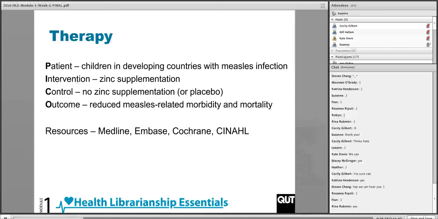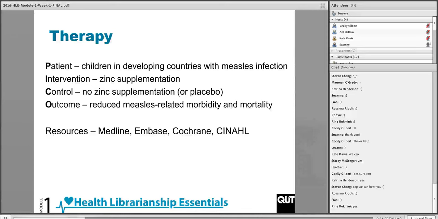PICO stands for: the P stands for the patient or the population being studied. The I stands for the intervention or the treatment of interest. The C stands for the control or the comparison treatment, which can be usual care or a placebo or even no treatment at all. And the O stands for the outcome or outcomes of interest. And you will revisit PICO in more detail in Module 2.